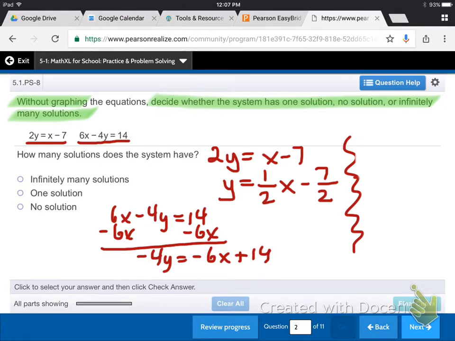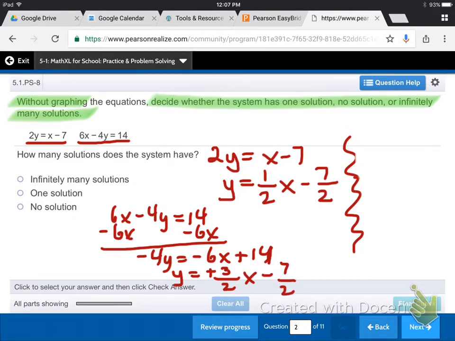Now we're going to divide every term by, you got it, -4, because that will give us 1y. So we divide -4 by -4, and that's 1y. Then we divide -6 by -4, and that's -6 over 4. And if you reduce that fraction, that's positive 3 over 2x. And then we divide 14 by -4, and we get -14 over 4, which is -7 over 2.